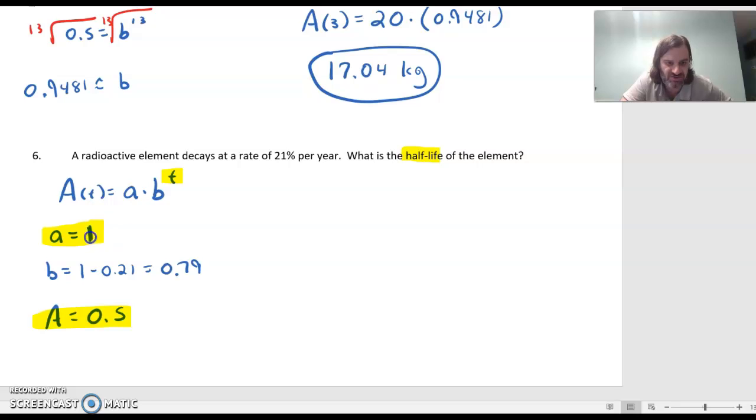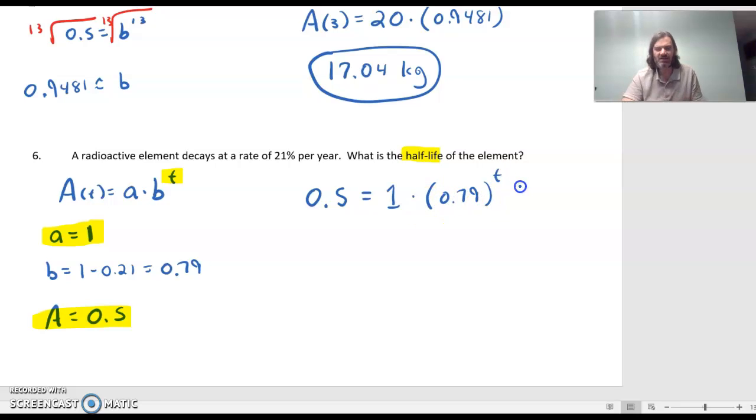Now I could have started with 2 and ended with 1. I could have started with 50 and ended with 25, as long as I set it up as a ratio of half that original amount. I usually start with 1 and end with 1/2 because whatever I put in for the little a, I'll have to divide by it, so it just saves an extra step. So the problem looks like that: I'm going to set up 1/2 equals 1 times 0.79 to the t. So I've just got to figure out a way to get t by itself.